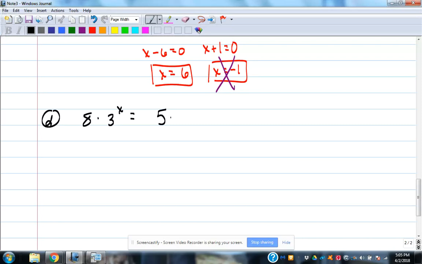Change it up a bit. Every one we've had before had logs in it. This one doesn't have any logs in it. We're going to have to put some in there to solve it, because we have 3 to the x power. The exponent is on the 3, right? The variable is only in the exponent of 3, so we need to get that part by itself.